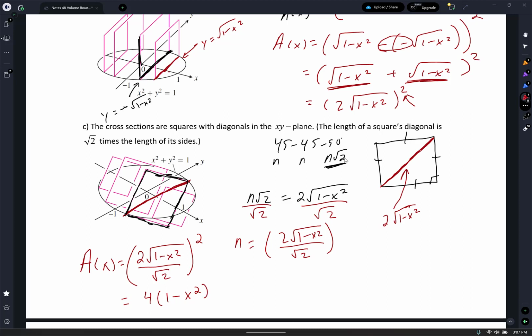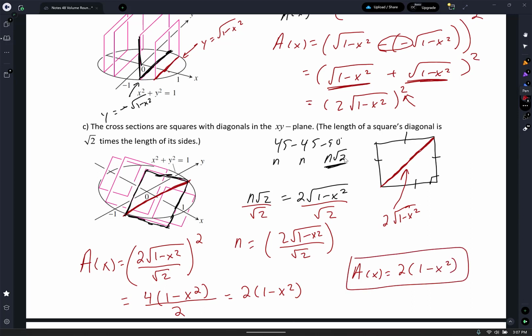Are you guys okay with that? Yeah. And then square root of 2 times square root of 2 is 2. What's 4 divided by 2? So this is just 2 parenthesis 1 minus x squared. So my A of x is 2 parenthesis 1 minus x squared. You can distribute the 2: 2 minus 2x squared if you want.